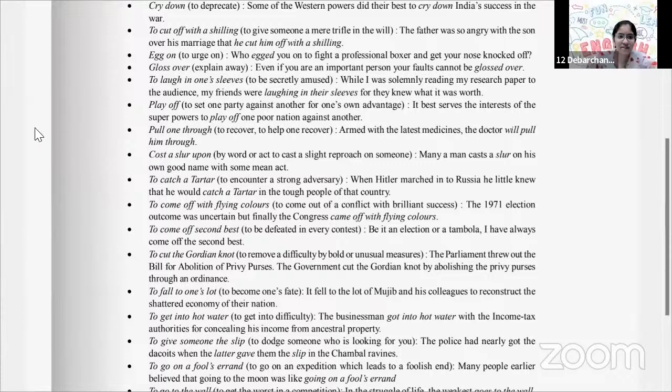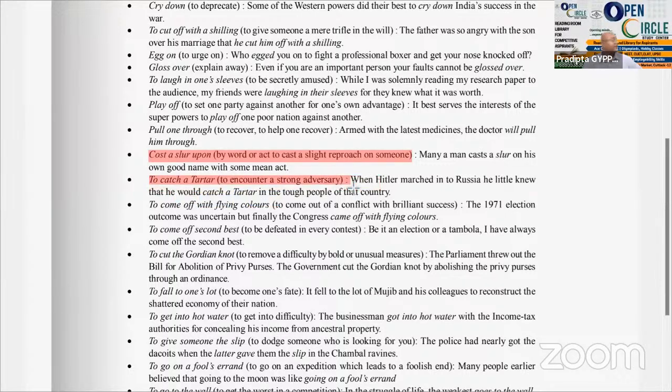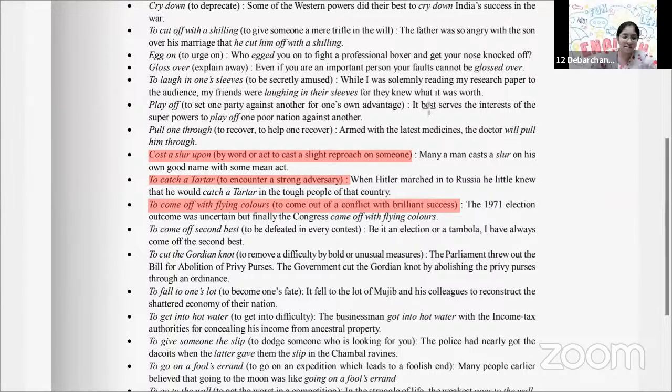Yes, sir. Cost a slur upon. Hey, it is a typing error. Typing error, everybody. Correct it. It is cast a slur upon. COST must be written as CAST. Cast a slur upon. Do you know what is slur? Slur means keychain.